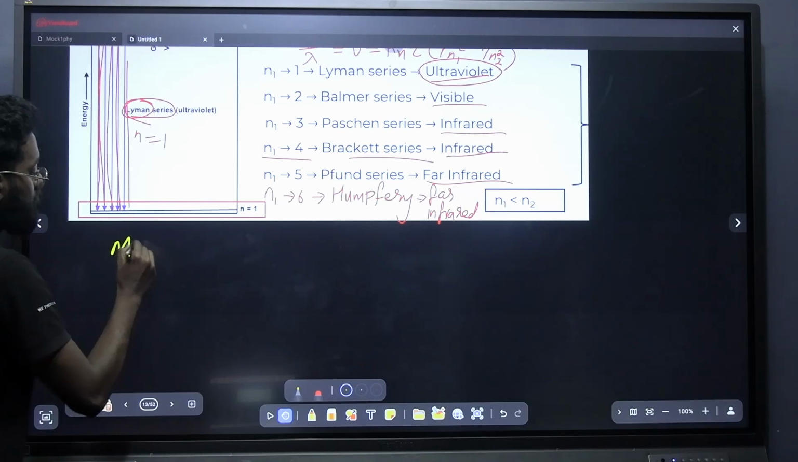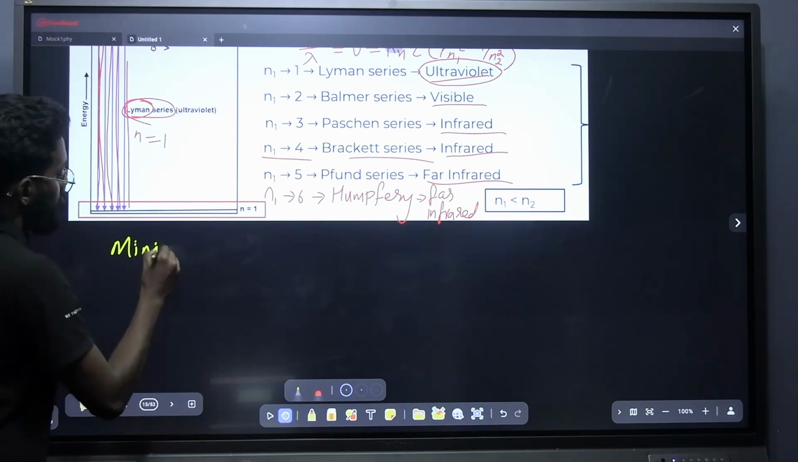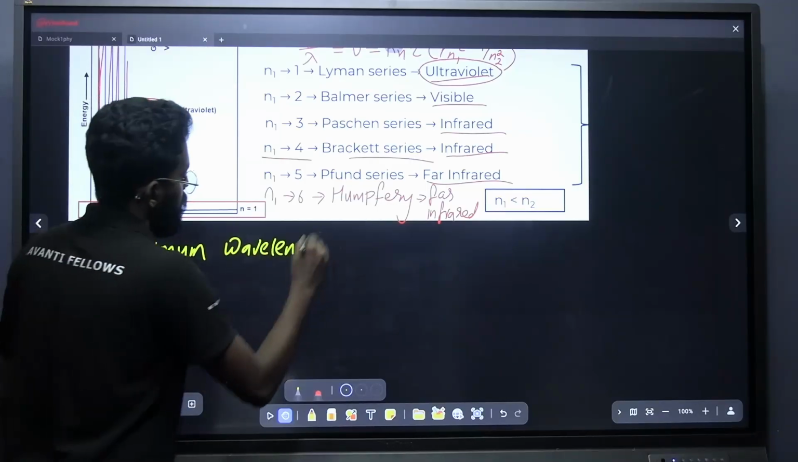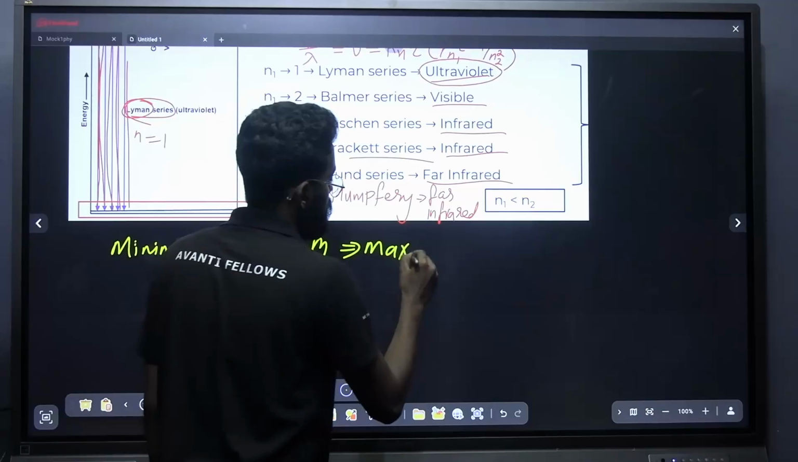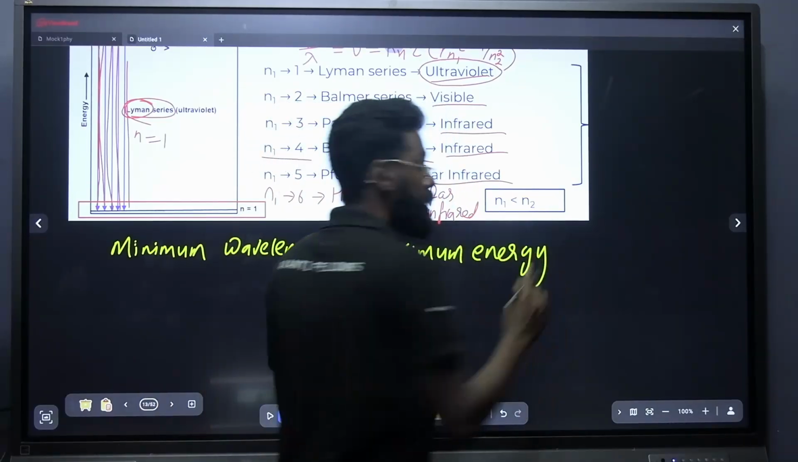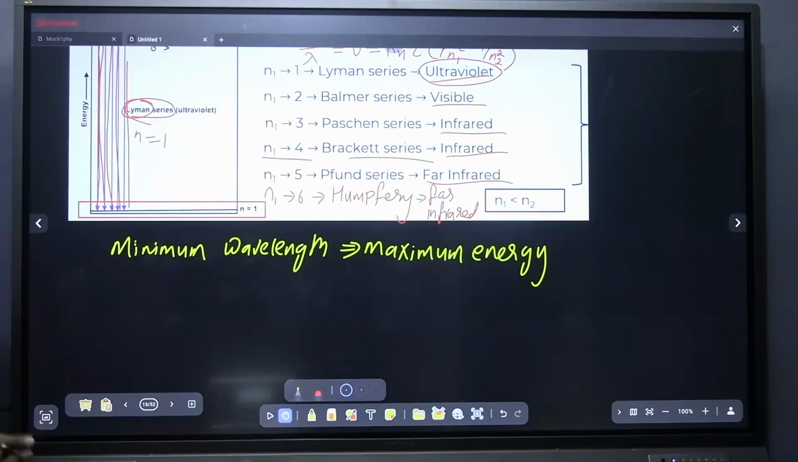Or I am talking about minimum wavelength. Minimum wavelength means what? Maximum energy. We know that energy and wavelength are inversely proportional, right? Energy and wavelength are inversely proportional.